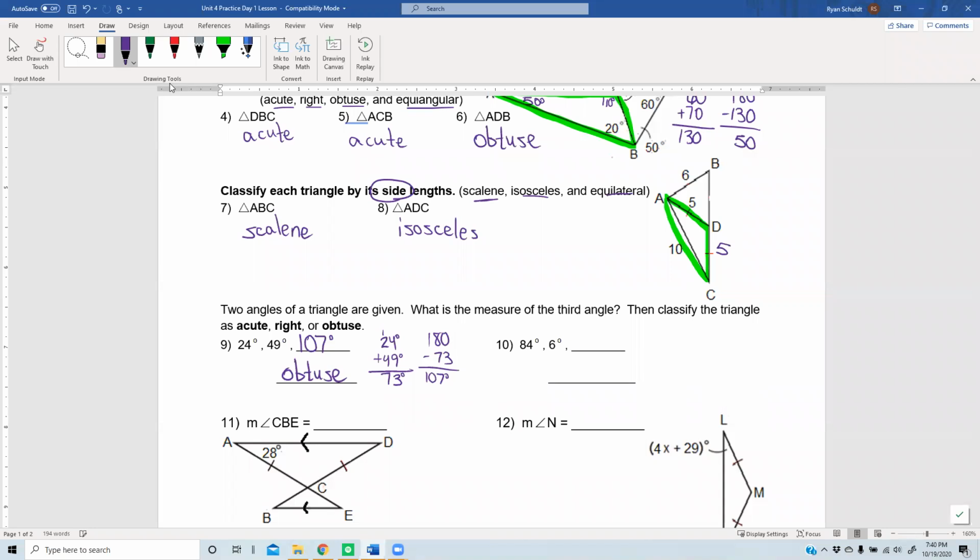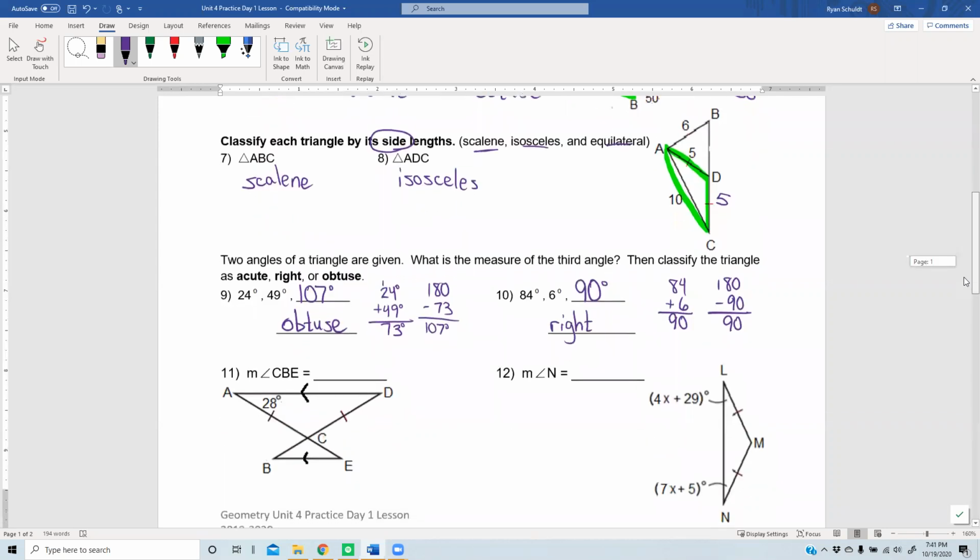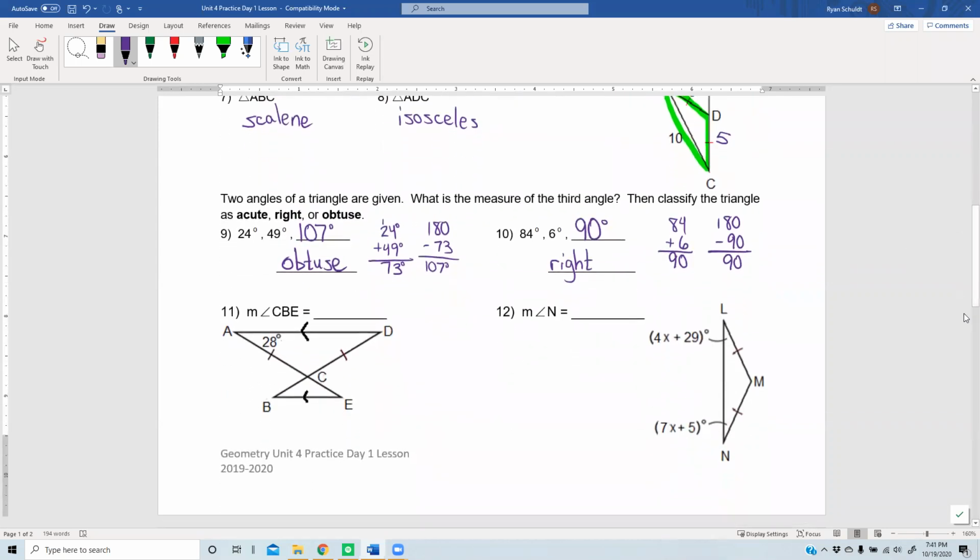Okay, number 10, same process. We've got to add them up. So 84 plus 6 gives you 90. Subtract that from 180, and you're still left with 90. So this one is 90 degrees. So what kind of triangle is it? That's right. Pun intended. That's right.